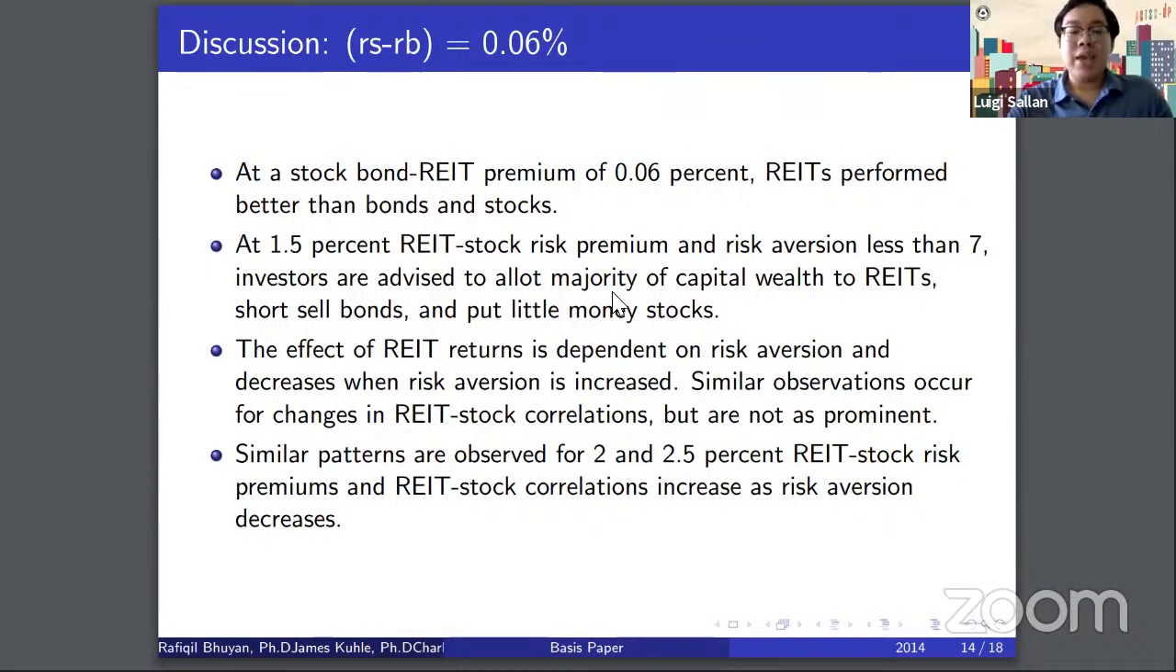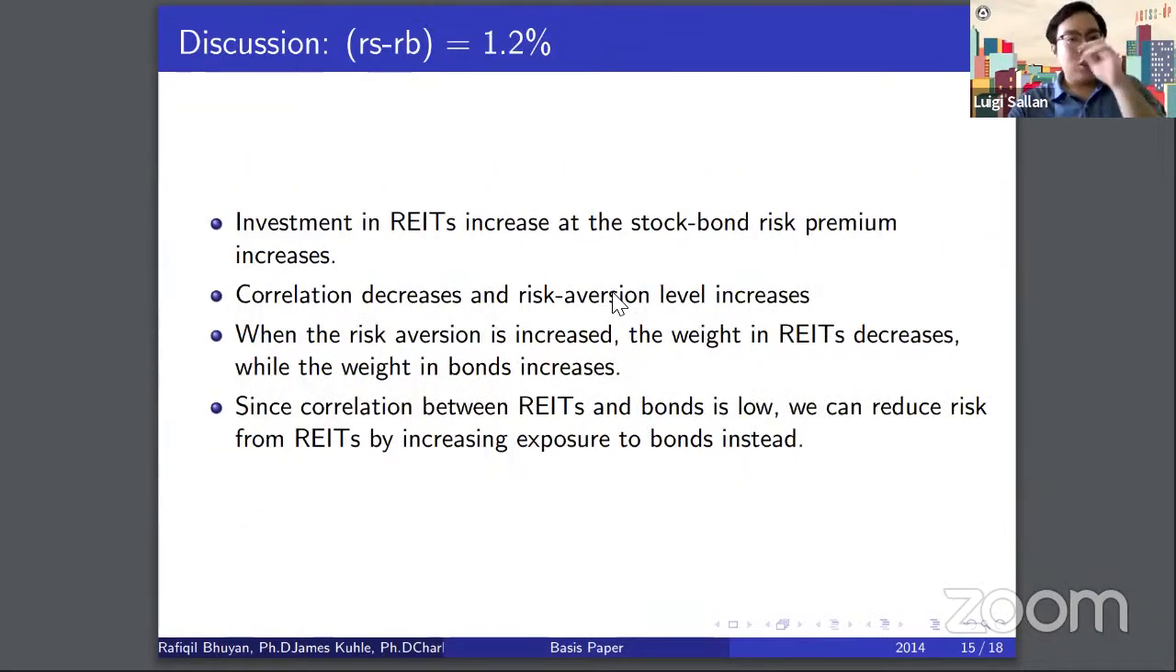correlations with stocks. Then finally, similar patterns are observed for 2 and 2.5% REIT stock risk premiums, and REIT stock correlations increase as risk aversion decreases. So at 1.2%, this is the second part which accommodated for the market correction. Investment in REITs increased as the stock bond risk premium increases. Next, correlation decreases and risk aversion level increases. So these results are essentially the same with the previous one and are just generalizations.